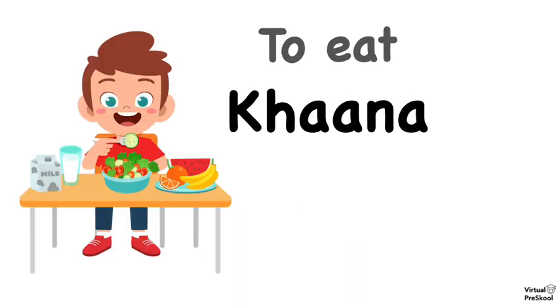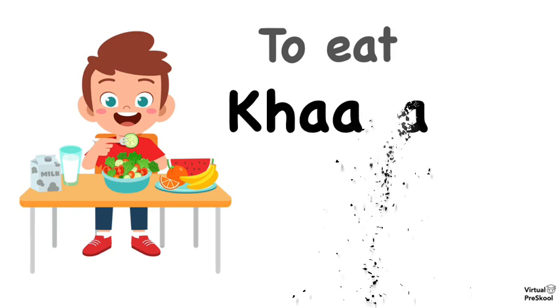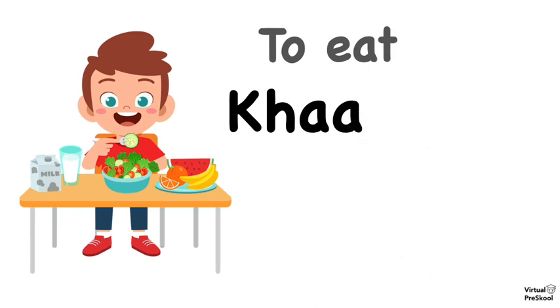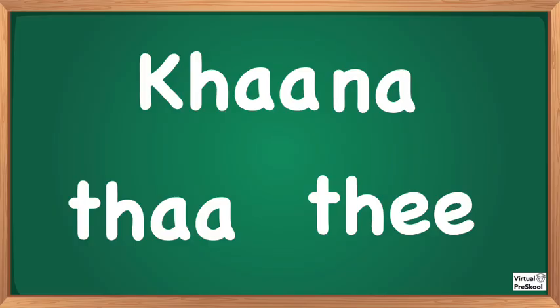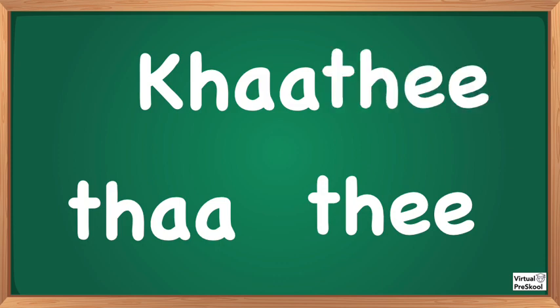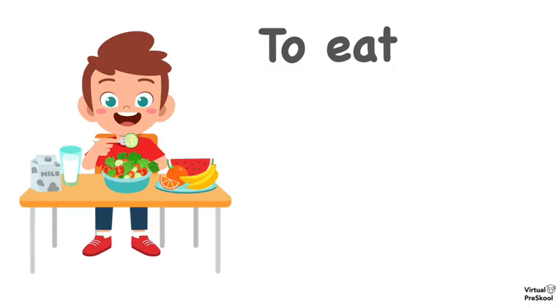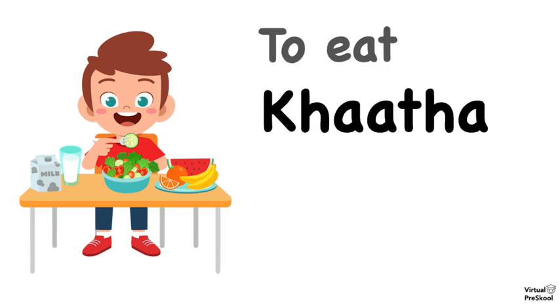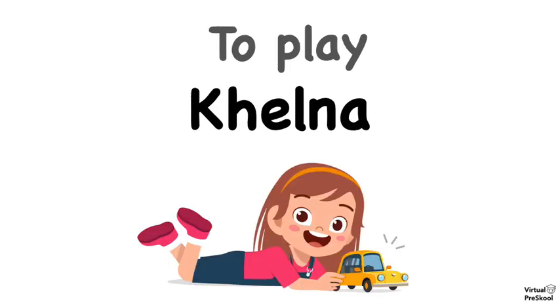To eat is khaana. What do we do first? Rule number 1. Chop off the na. We're left with kh, and we have an incomplete word that we now need to complete. So we can make khaata or khaati. This is a boy, so what would he say? Khaata.